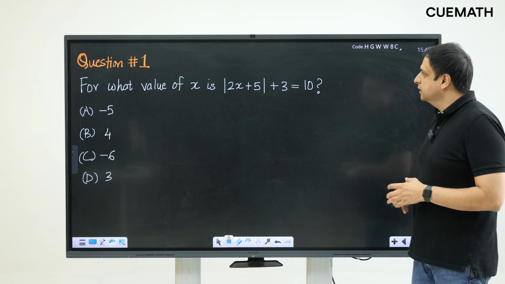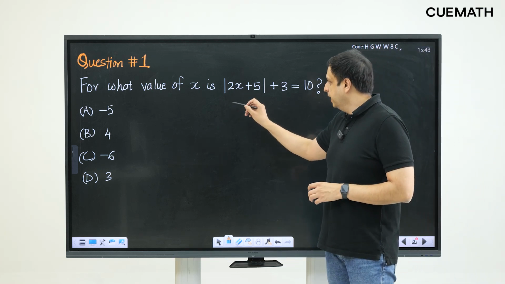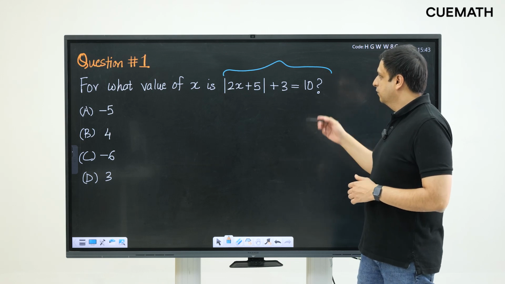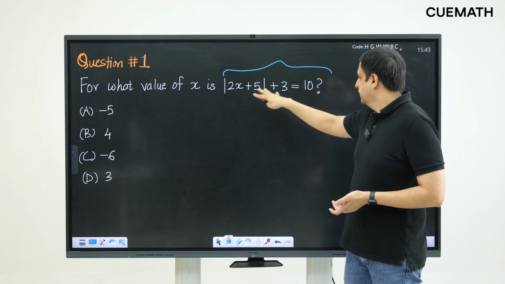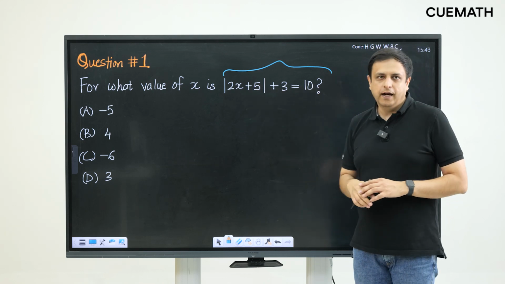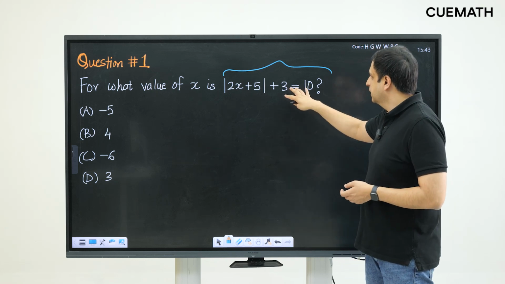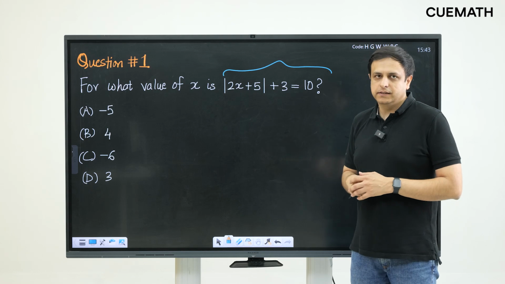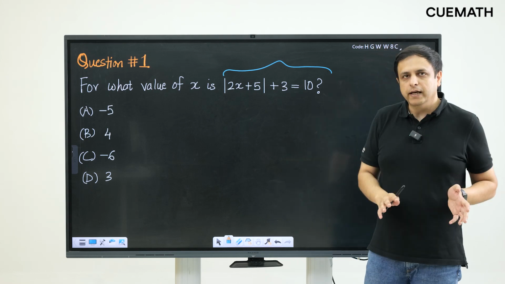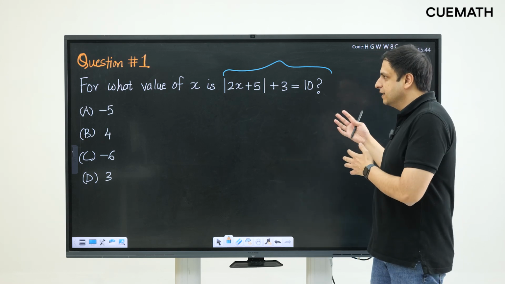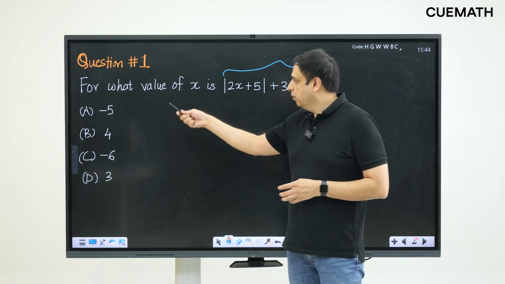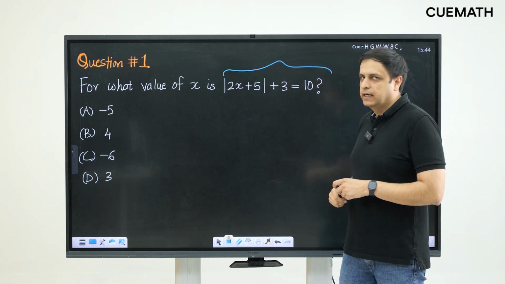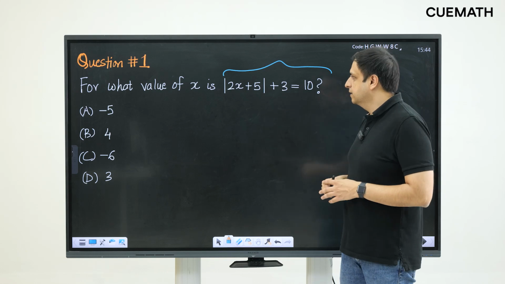So look at this first question which says, for what value of x is this equation satisfied? For what value of x is this equal to 10? The traditional way would be to solve this equation and find the solution and then pick the correct answer from the options. But what you can do instead, and in a way solve this faster, is you can try out all the options one by one by substituting them into this equation and seeing which one satisfies the equation.